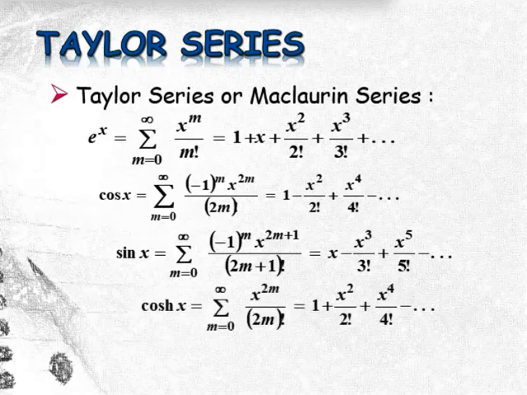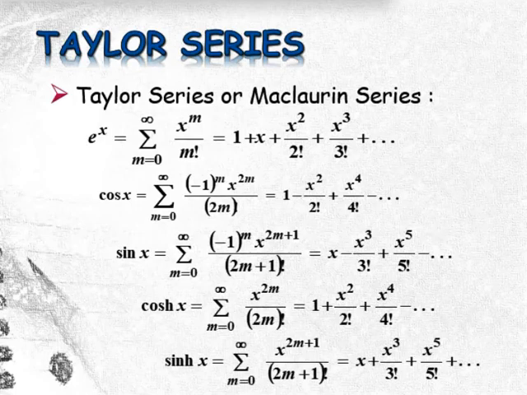For hyperbolic cosine, we simply change the sign of your cosine expression. So it is all positive. While for hyperbolic sine, you follow the expression for sine x, but the values must be positive.